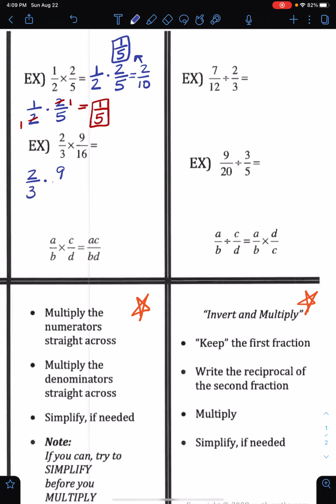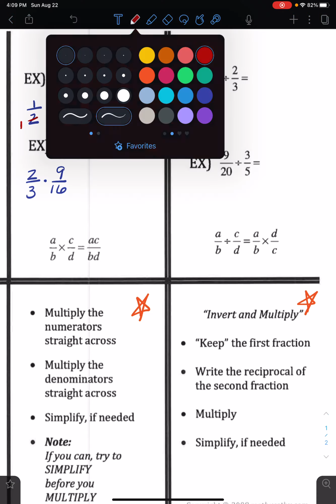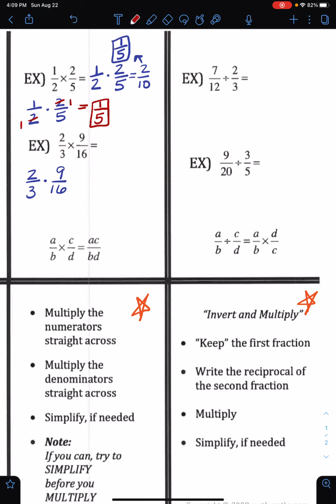2/3 times 9/16. We're looking diagonally to see if any numbers go into those diagonal numbers evenly. So 3 goes into 3 once, and 3 goes into 9 3 times. 2 goes into 2 once, and 2 goes into 16 8 times. Multiply across, 1 times 3 is 3, and 1 times 8 is 8. This is the most simplified answer.